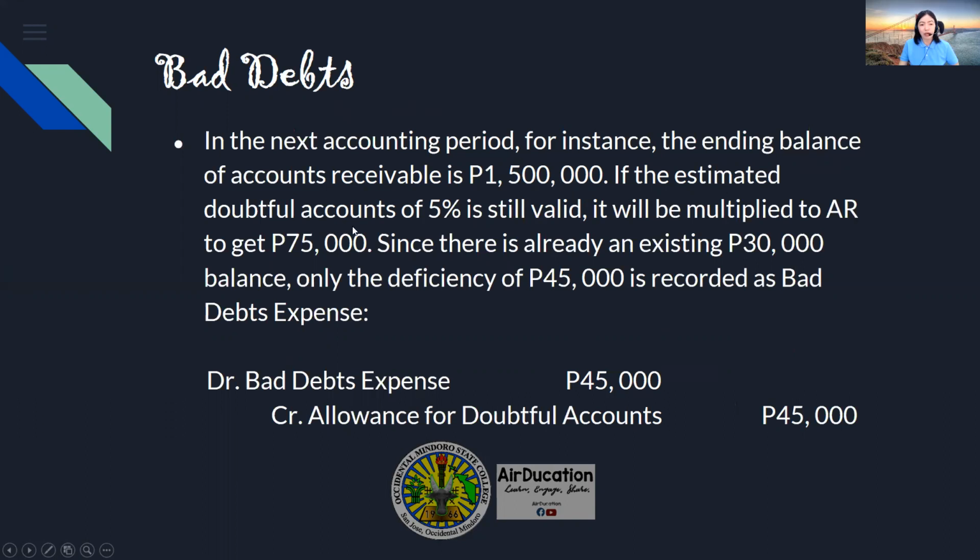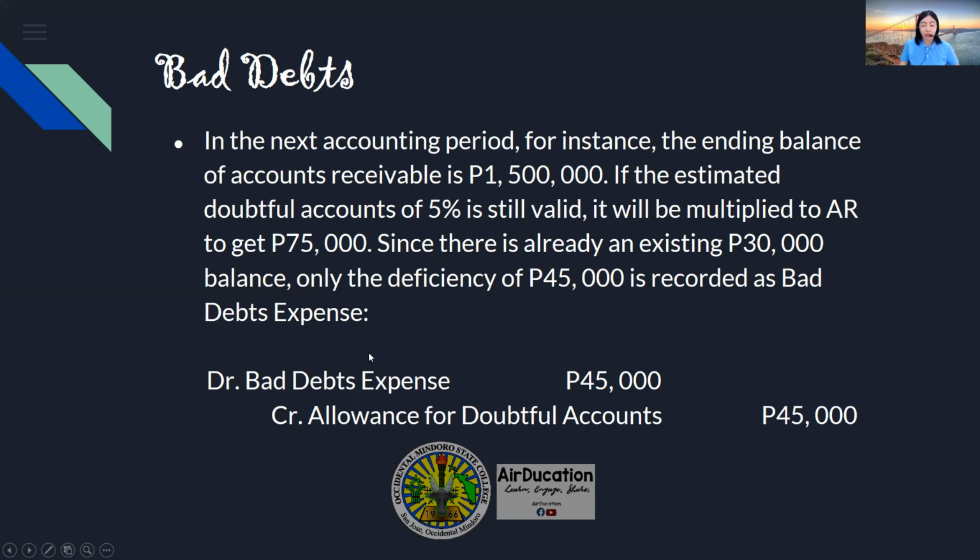If the estimated doubtful accounts of 5% is still valid, it will be multiplied to accounts receivable to get 75,000. So 1.5 million times 5%, this is 75,000. And since there is already an existing 30,000, so maliban sa 75,000, merong existing na doubtful account na 30,000 pesos. Okay? Only the deficiency of 45,000 is recorded as bad debts expense.